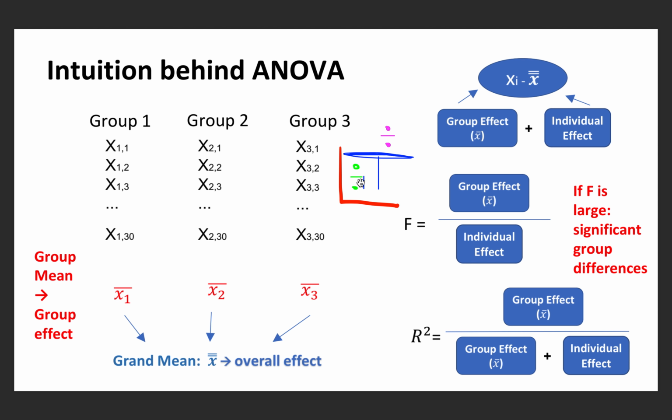The individual effect is this green point. This line is the mean for the green group, and this line is the mean for the purple group. So the individual effect is from this green point to this green line, and the group effect is from this green line to this blue line, which is the total mean. So all this is the total difference, this is the individual effect, and this is the group effect.